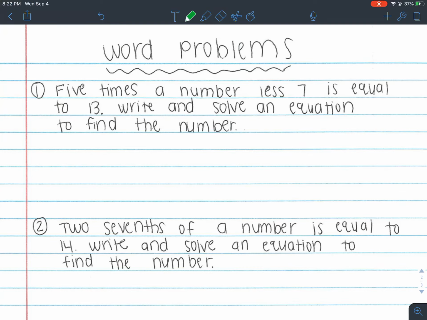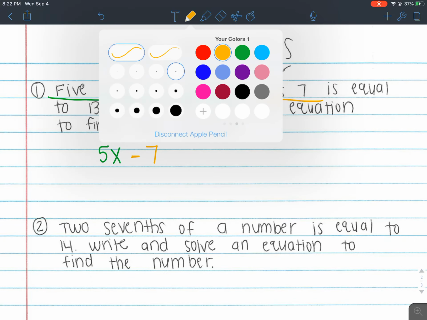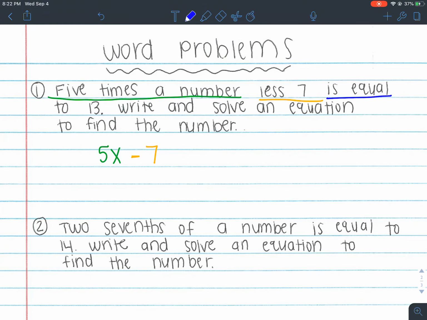Okay, so we're going to begin. Let's talk about what 5 times a number means. Well, we don't know what that number is, so that's going to be x. So we have 5 times a number, so 5x. And then we have less 7. So that's going to be minus 7, because less means minus. And then it says is equal to 13. So it's equal to 13.